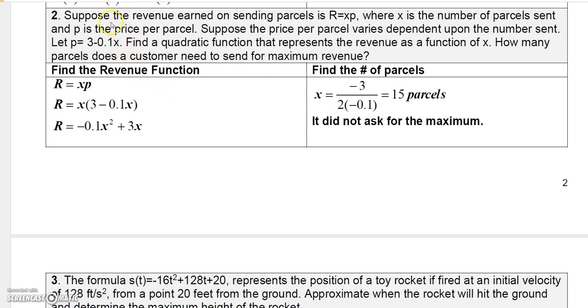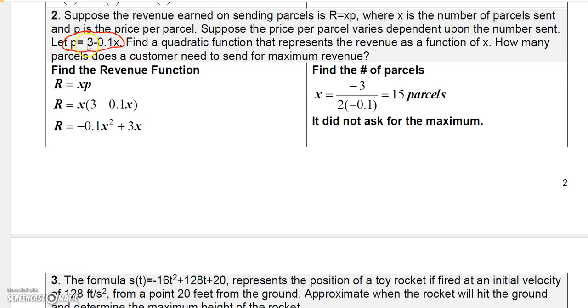Okay, so this next example says, suppose the revenue earned on sending parcels is revenue is x times p, where x is the number of parcels sent and p is the price per parcel. Now, a lot of times p would be a constant, but in this case, p is a function. So the price per parcel actually will vary depending on the number sent. So this formula here is the formula that actually determines the price of each parcel.